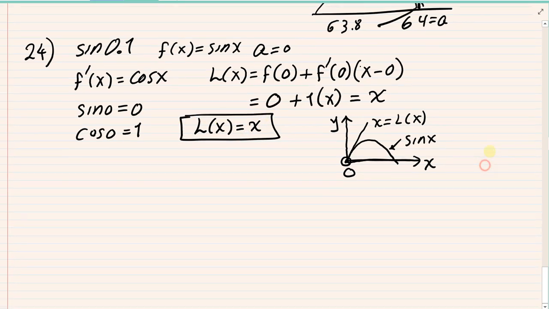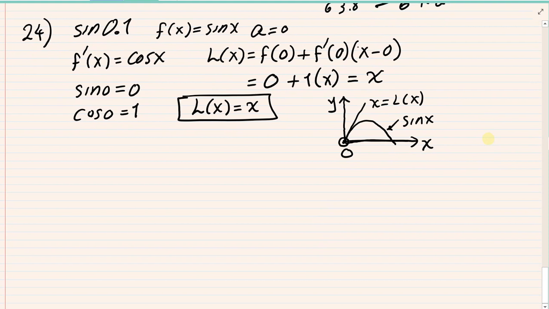Now at point 1, we just have to do L at point 1. So we're going to say that sine of 0.1, and again, that's in radians, is going to be approximately equal to the linearization at 0.1. And that's just x, 0.1. So what is the actual value of sine of 0.1?